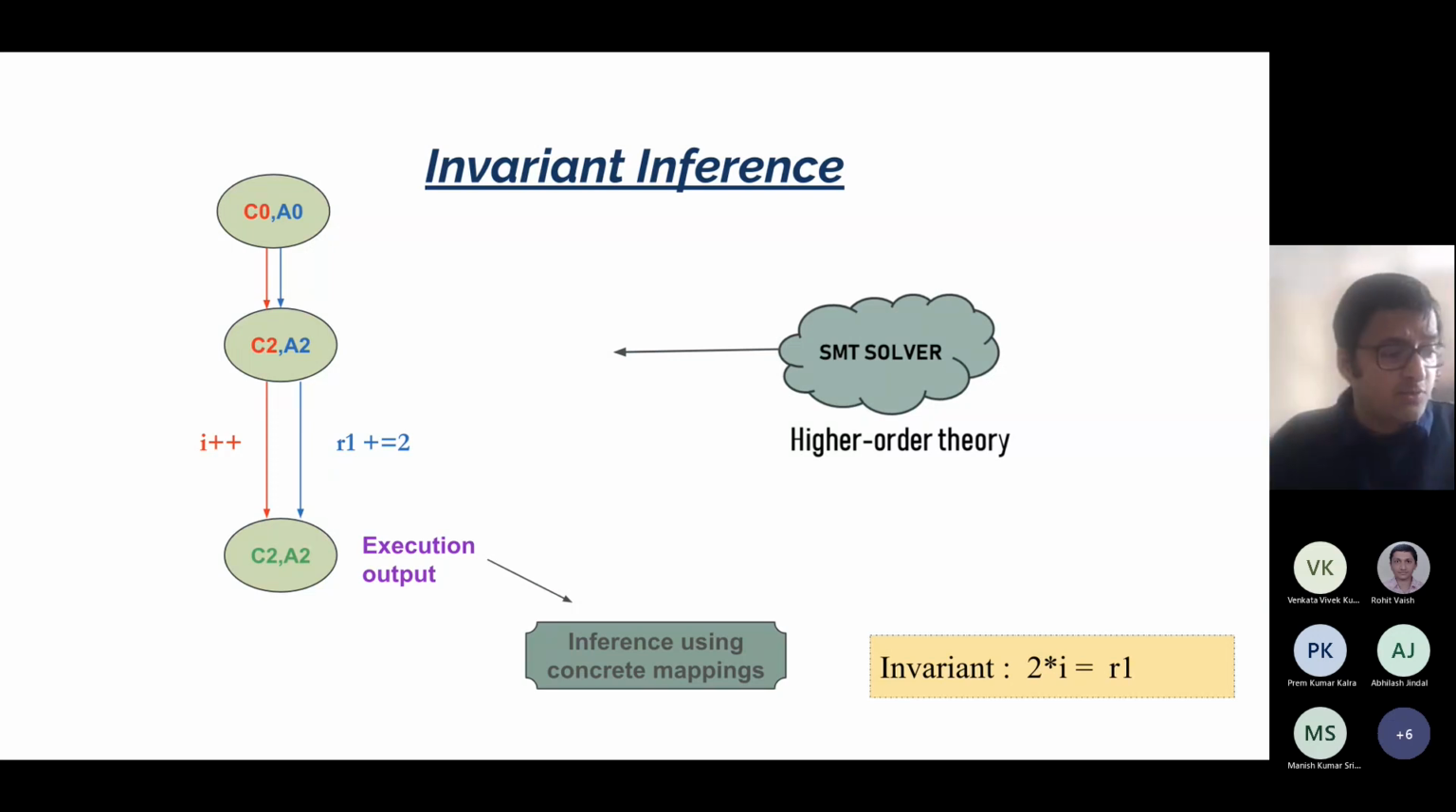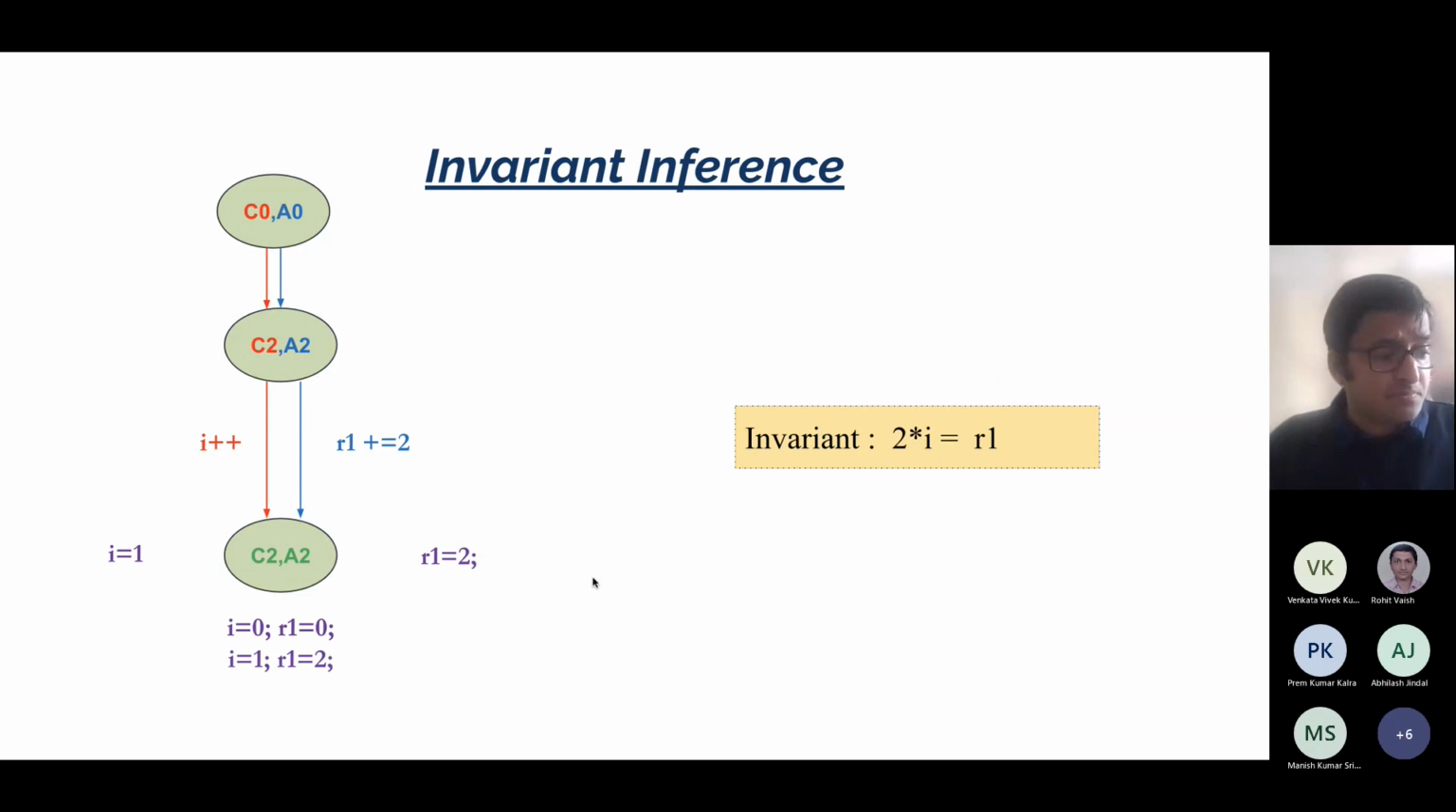So here is how it works. For instance, say one of the counterexamples returned by the SMT solver was I equals 0, R1 equals 0. When this counterexample is executed on the C program path, notice that this actually is a loop because C2A2 is just going to C2A2 again, though I have unrolled the loop a little bit here. So it goes over it again, and then I get 1, 2. Then maybe it goes again, and I get 2, 4, and so on.